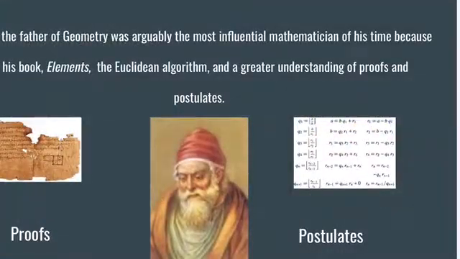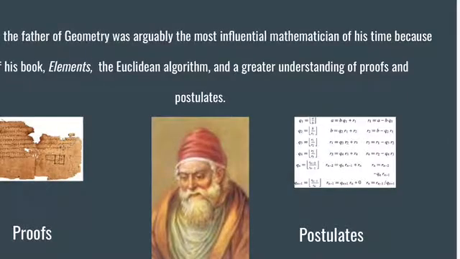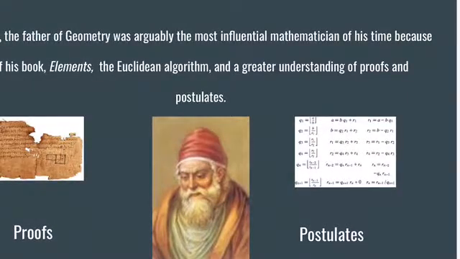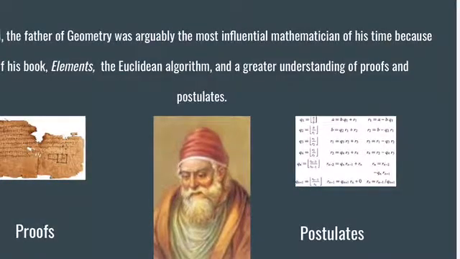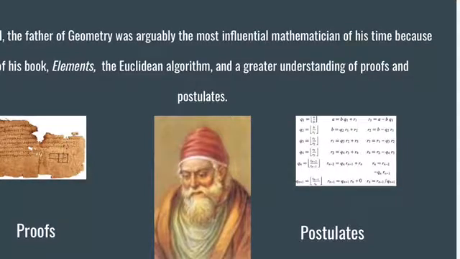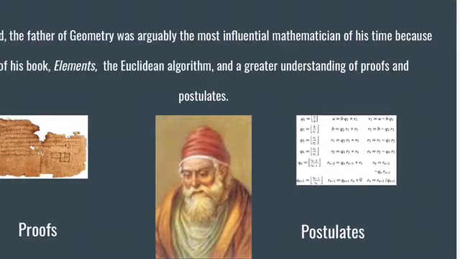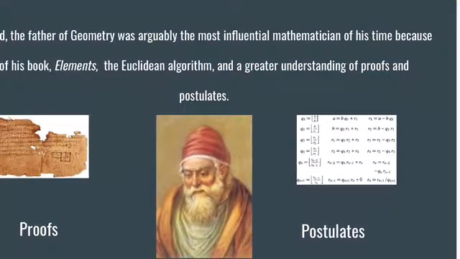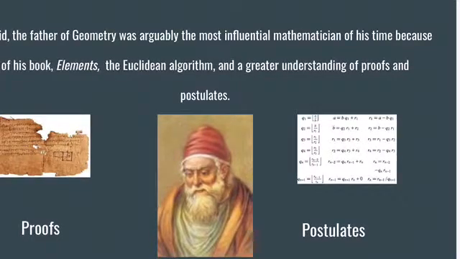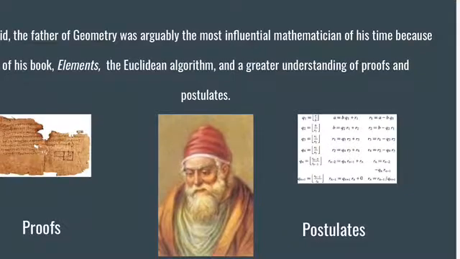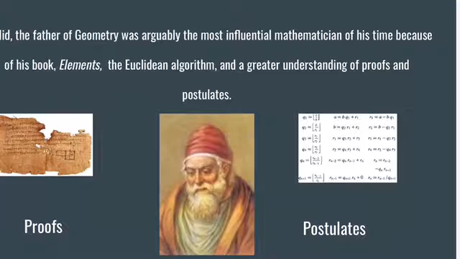Euclid of Alexandria is by far the most influential mathematician from the beginning of geometry. As far back as 300 BC, Euclid created a format and idea that was followed by mathematicians and passed down from generation to generation. His Euclidean geometry is a widely used form of geometry because of how well spread it was. Euclid, the father of geometry, was arguably the most influential mathematician of his time because of his book Elements, which had mathematical proofs, the Euclidean algorithm, and a greater understanding of proofs and postulates.